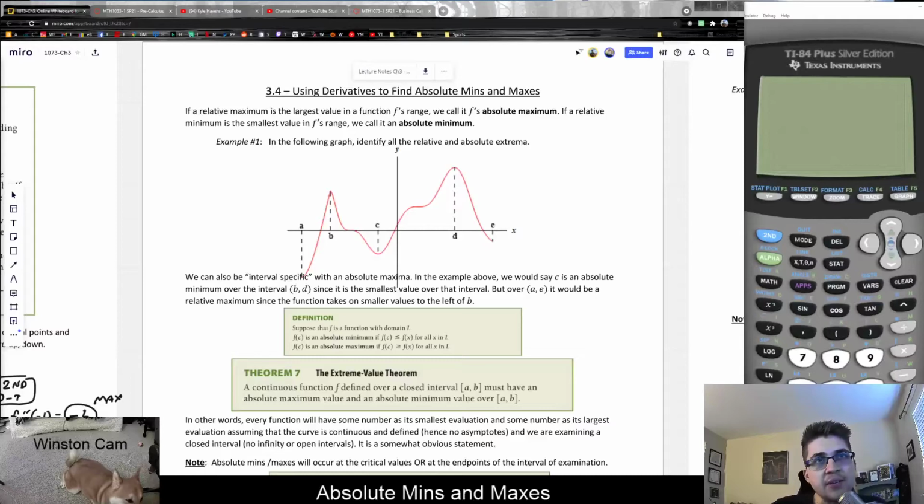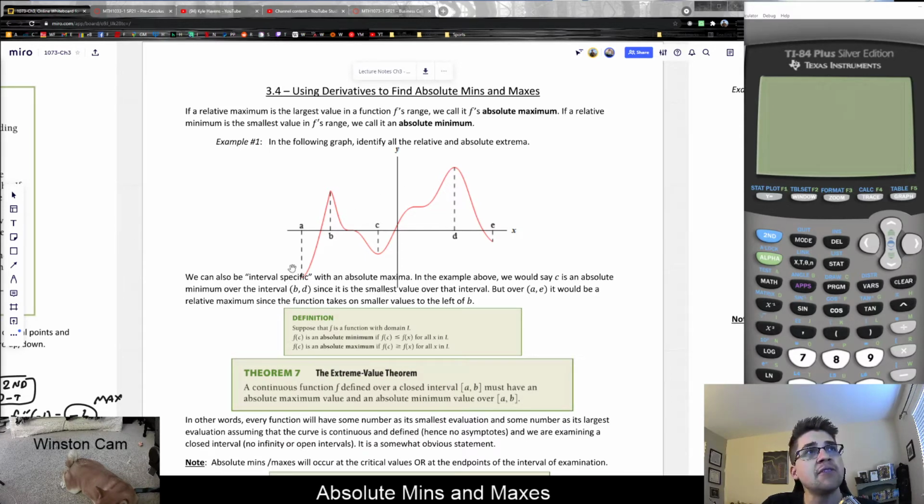In this video, we'll be continuing a lot of the ideas from the first two sections of Chapter 3, finding minimums and maximums. But this time we're more concerned with the absolute minimum and maximum values that a function attains, either on an interval or throughout the entire curve. So basically, the largest value in the entire range of our function we call the absolute maximum, and the smallest we call the absolute minimum.